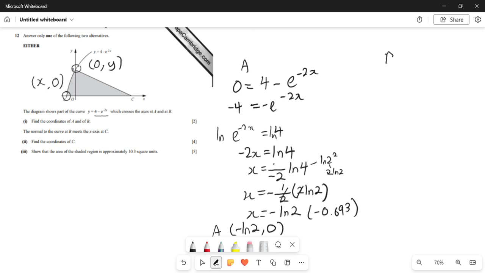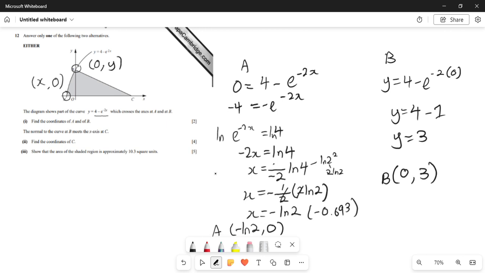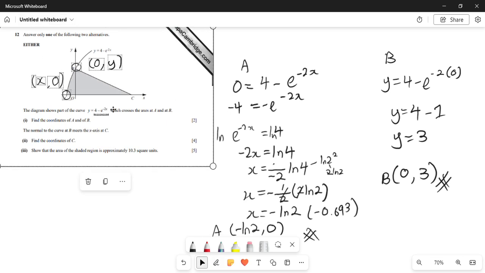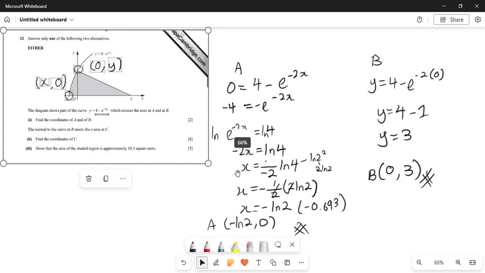So for B, I have to substitute x equals 0 into the equation. y equals 4 minus e to the power of negative 2 times 0. So y equals 4 minus 1. y equals 3. So the B coordinate is 0, 3. And you're done with the first question. That's all it's asking. Quite simple.